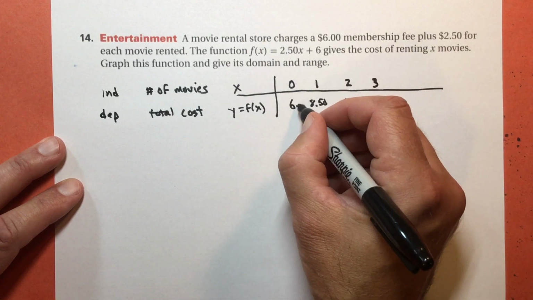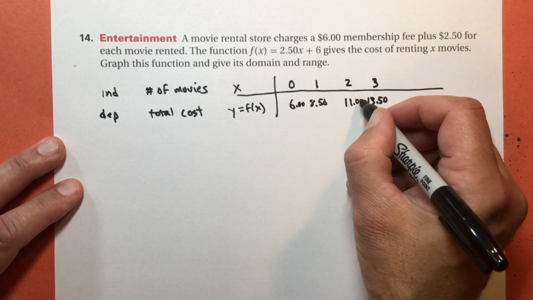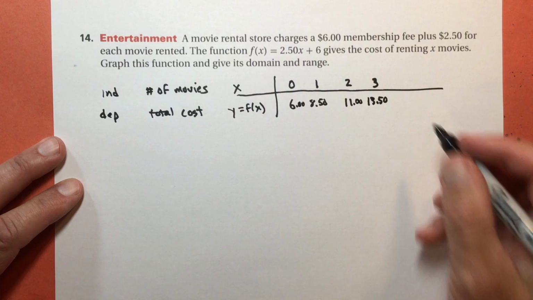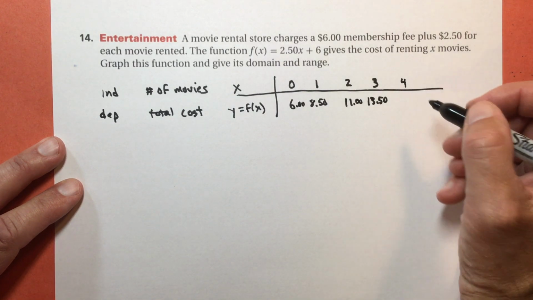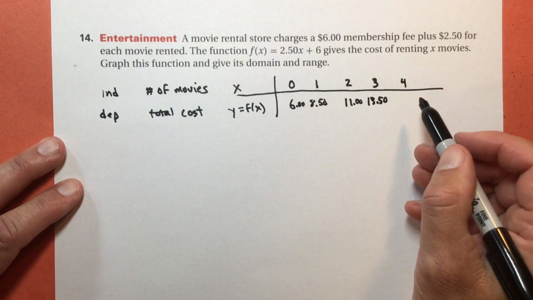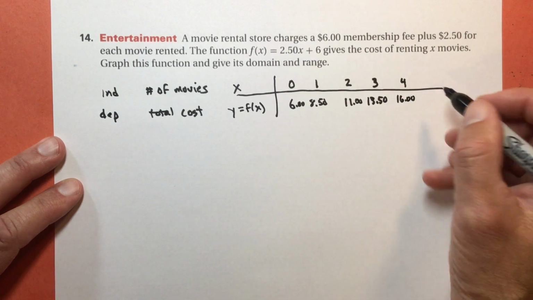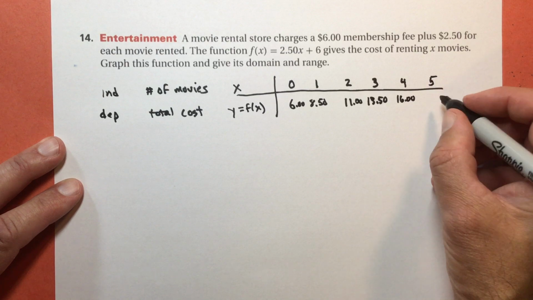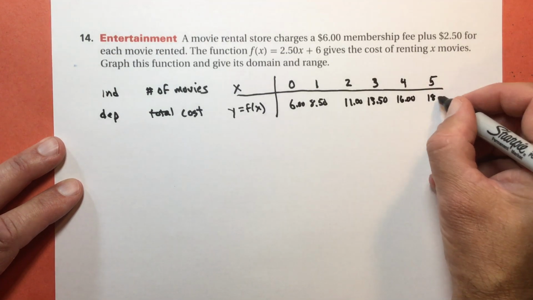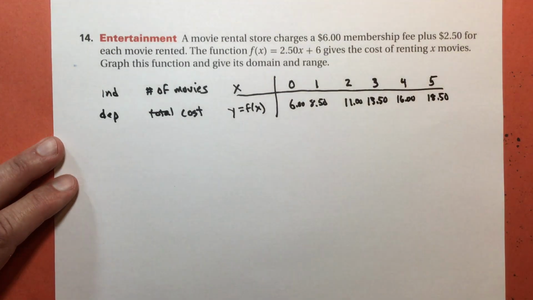And you know what? Since I'm using money, I should put the zeros in for those too. 4 movies is going to be $10 plus 6, which is $16. And we'll do one more. 5 movies is going to be $18.50.